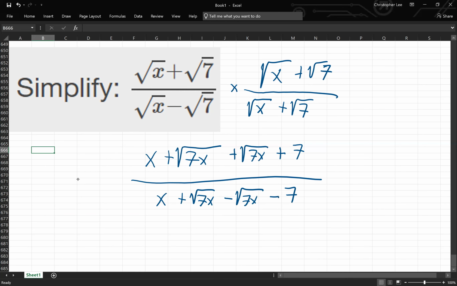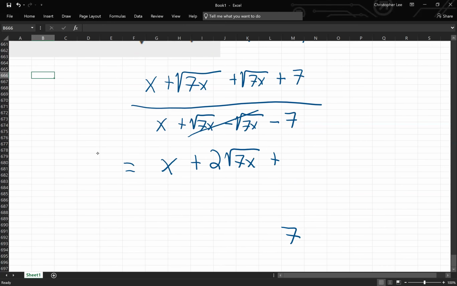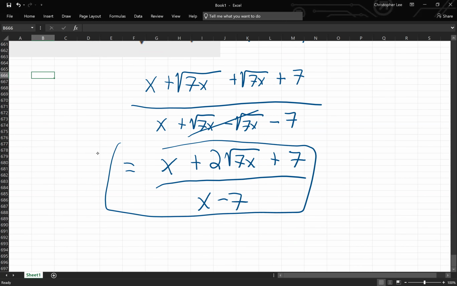Let's combine like terms. You already know on the bottom, that's going to cancel out. Up top, we're going to have x plus 2 square root 7x plus 7. That's our numerator. All over the x minus 7. And that's it. That's my whole answer. Any questions on this? Anybody?